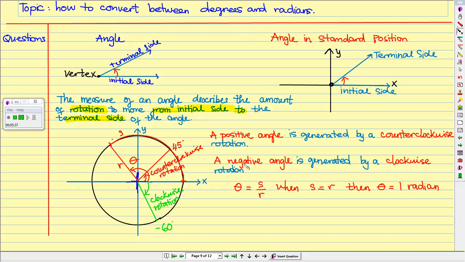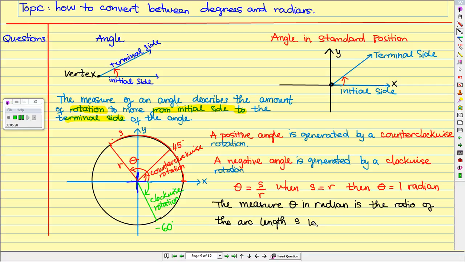So let's go ahead and write it down in Word. The measure theta in radians is the ratio of the arc length S to the radius R.